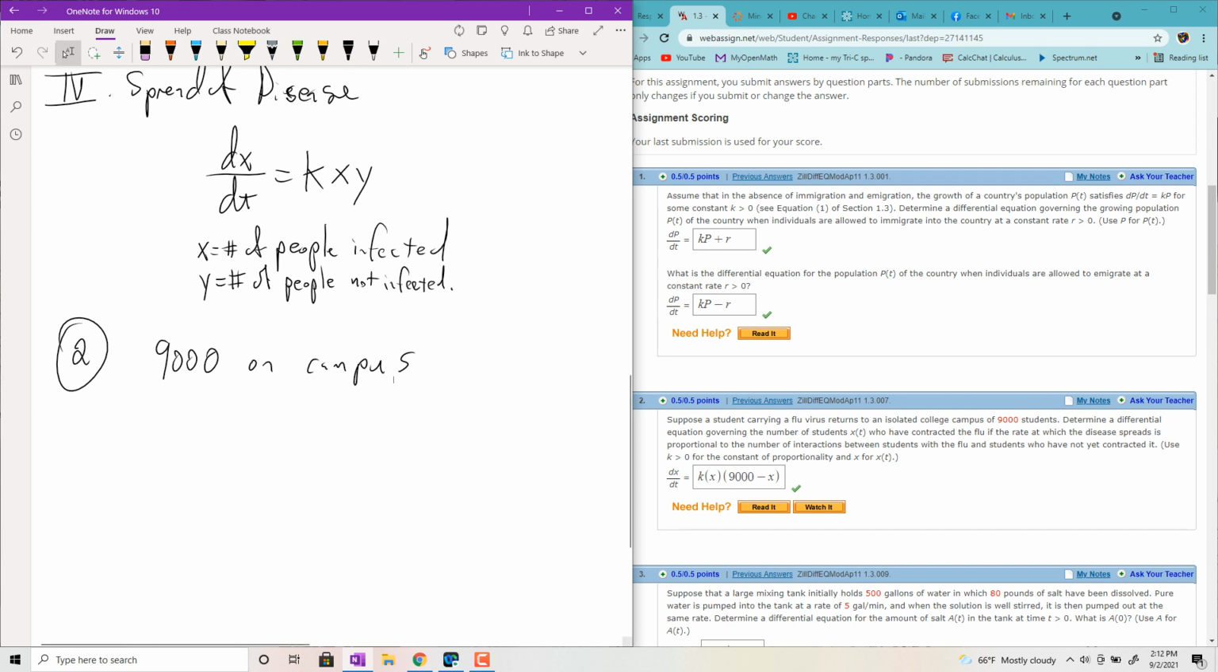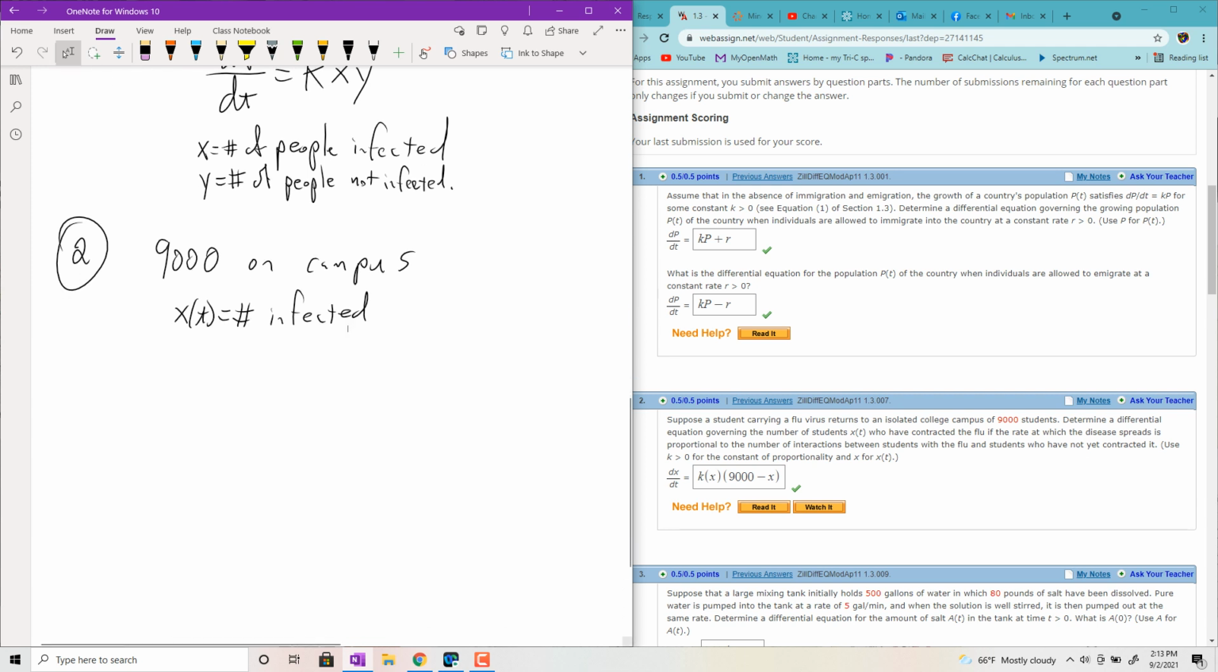Determine a differential equation governing the number of students X of T that have contracted the flu. So X of T is basically the number infected. And they're saying basically what I just said, the rate at which the disease spreads is proportional to the number of interactions between students with the flu and students who haven't yet contracted it. Use K for the constant of proportionality.